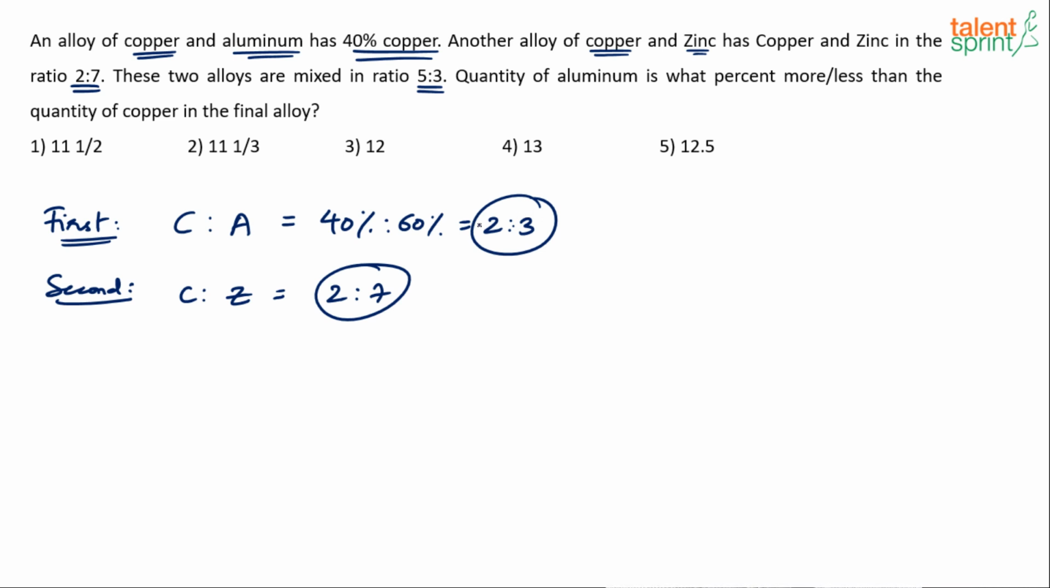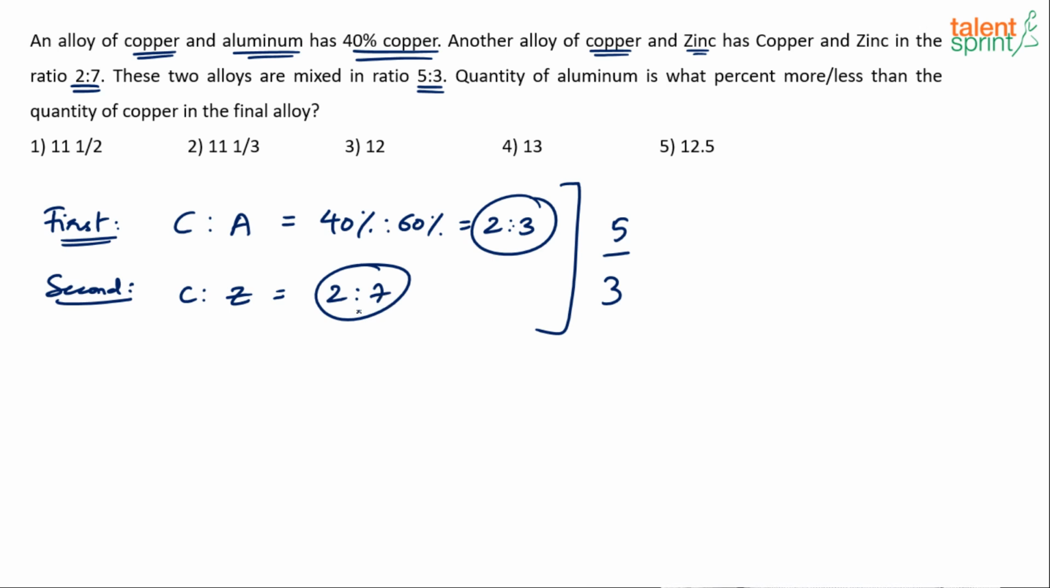Anyway, so the point is, if this is 2x and 3x, this is 2y and 7y. You can't take the same multiplier. Now these two alloys were mixed in the ratio 5:3. These two were mixed in what ratio? 5:3 ratio. So 5 parts of this overall and 3 parts of this. The quantity of aluminium is what percentage more or less in the quantity of copper in the final alloy.